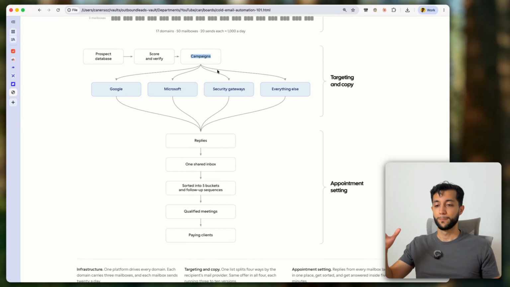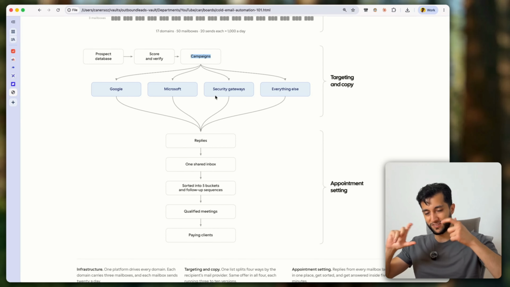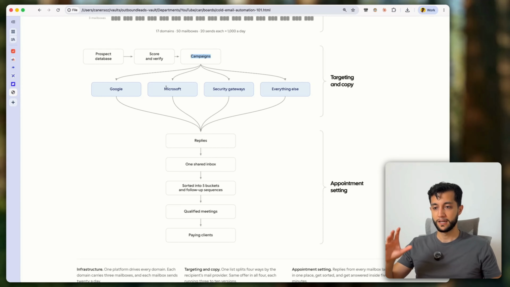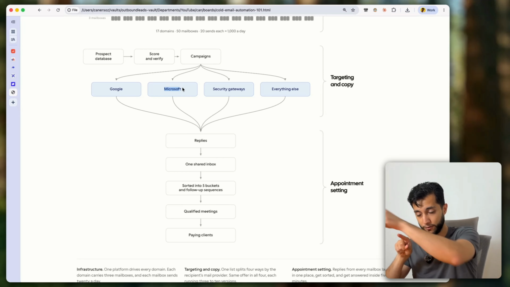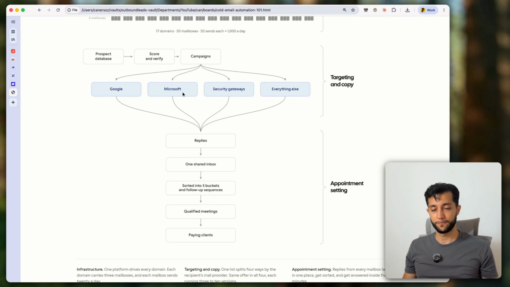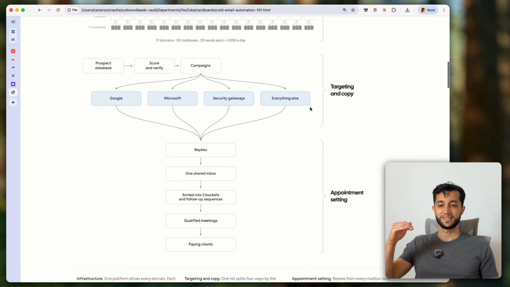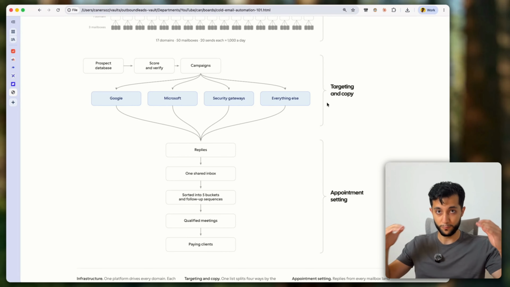anyway, but with different types of copy, because most of the times Microsoft email addresses that we're emailing, right? We're emailing to Microsoft. It usually works better if the email is pretty short. So considering things like that, we'll need to split up this campaign into 4 so that we can then send out our properly written email scripts.